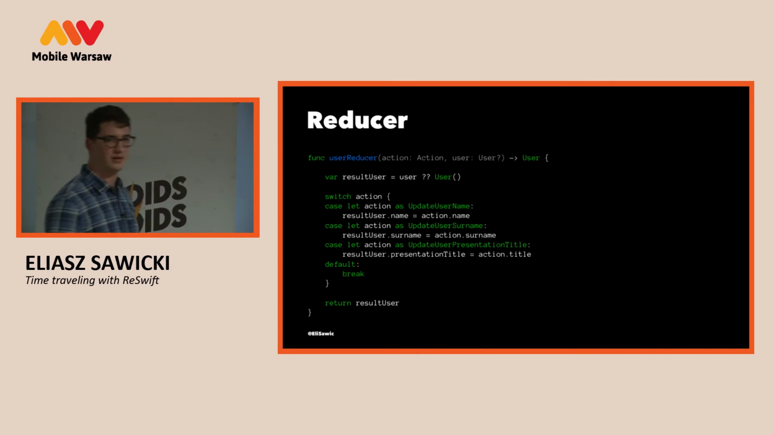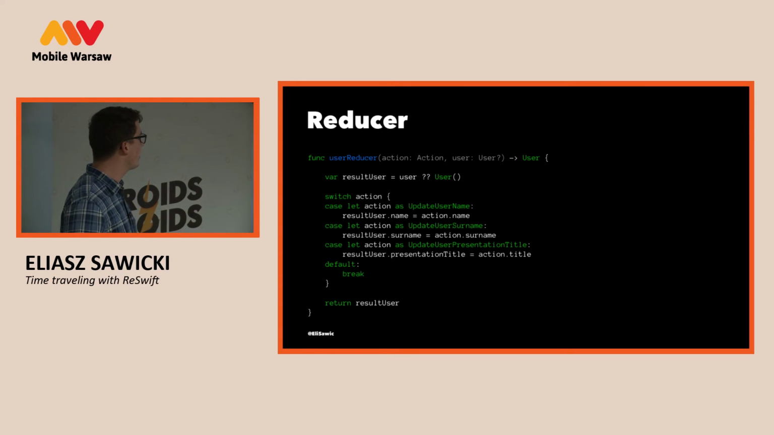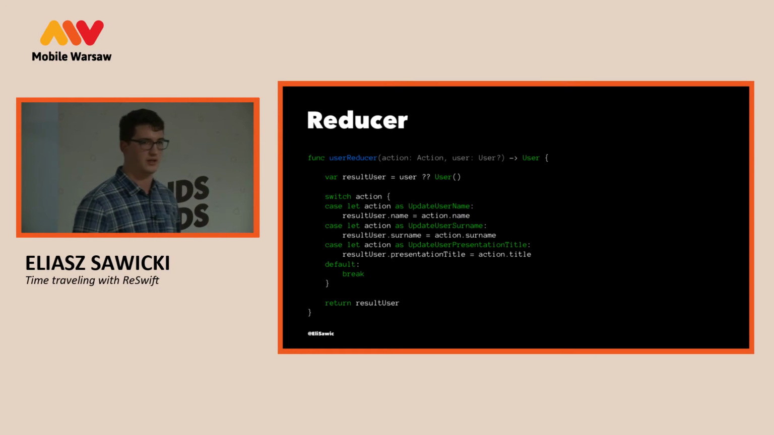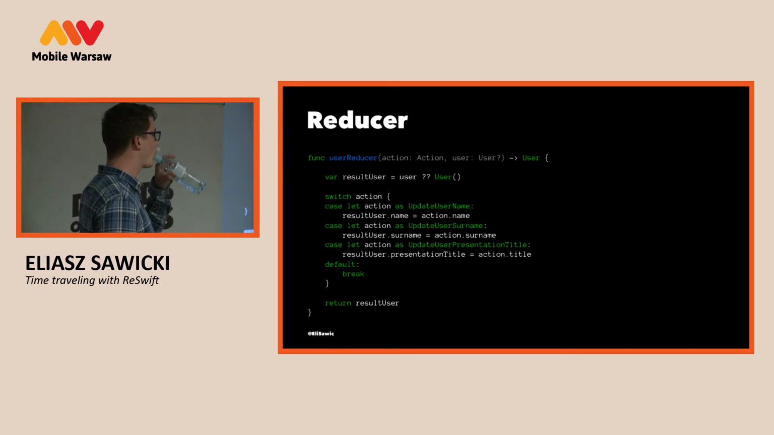Okay, so let's imagine that we send that update username action. We basically enter this function. If we do not give initial user, we create a new one, and then we check what kind of action was actually sent to our user reducer. So we send this update username action, and we update the name in our user, and we give back the output of a user with a new name.